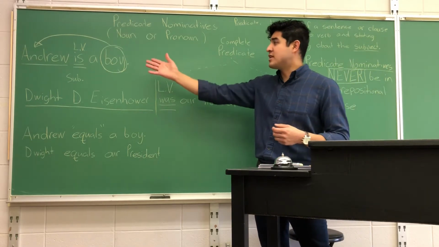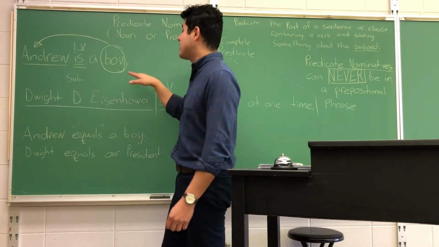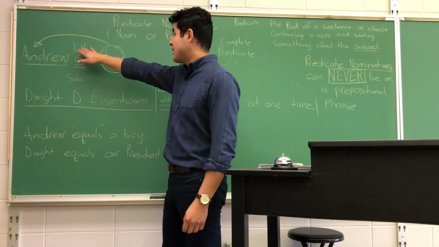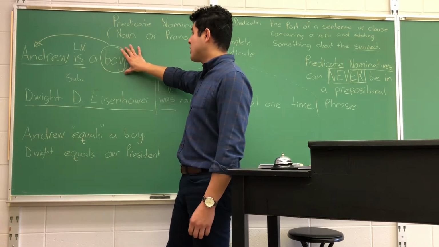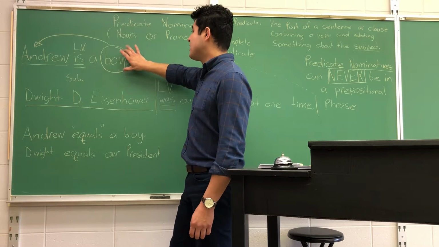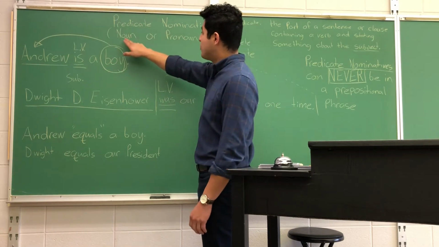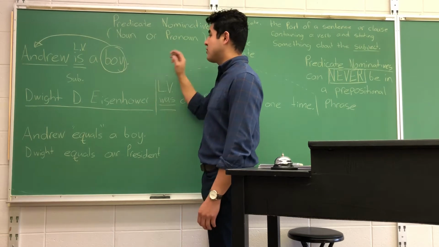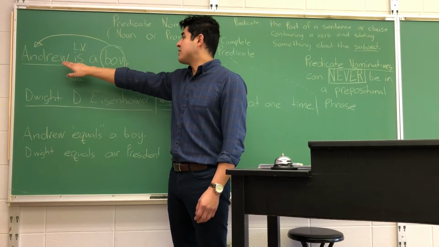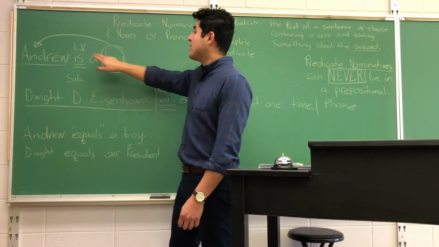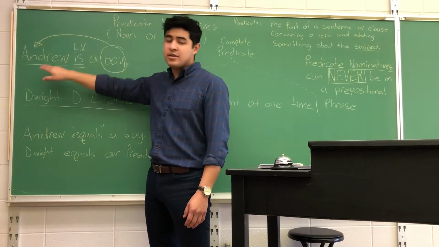So we have our sentence here. Andrew is a boy. Andrew is the subject of this entire sentence. Is is our linking verb, okay? And the noun that follows here is what we call a predicate nominative. Now, we could call this a predicate noun, but predicate nominatives include both nouns and pronouns, okay? So this is what we call a predicate nominative, because in Andrew is a boy, boy is renaming or is the same thing as the subject, Andrew.